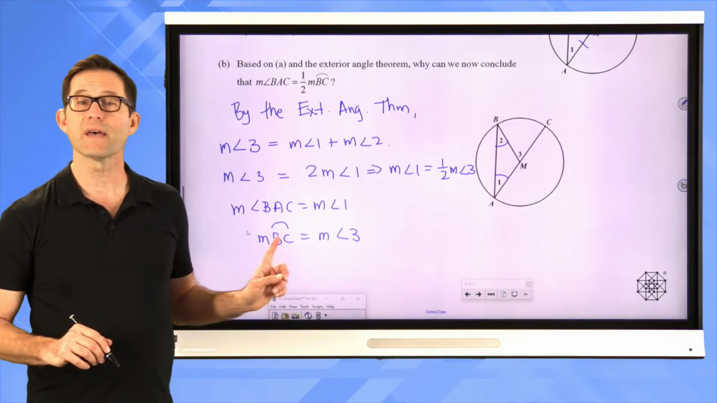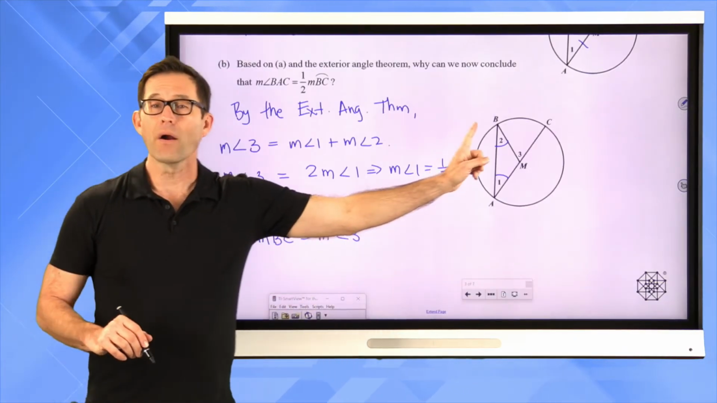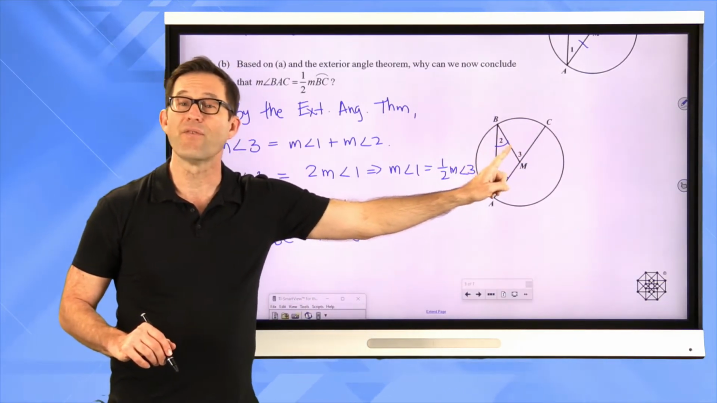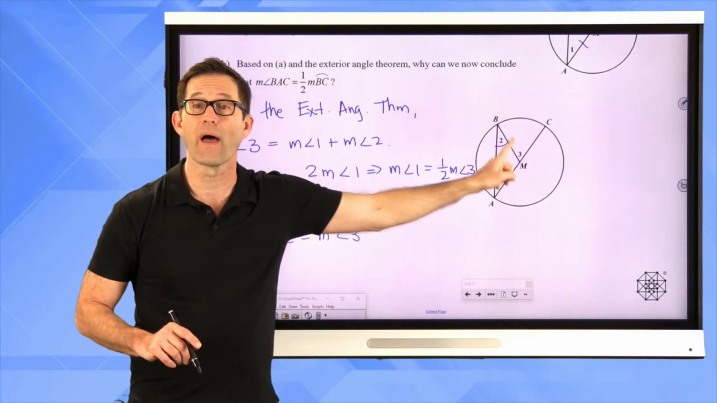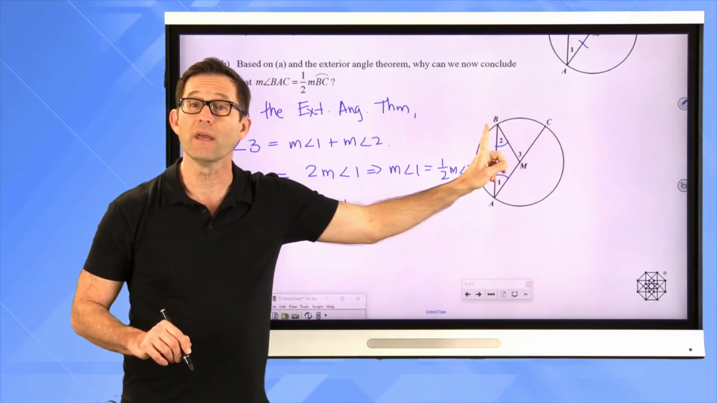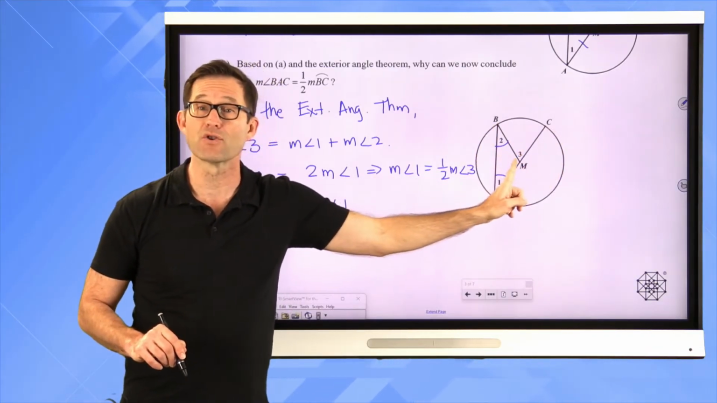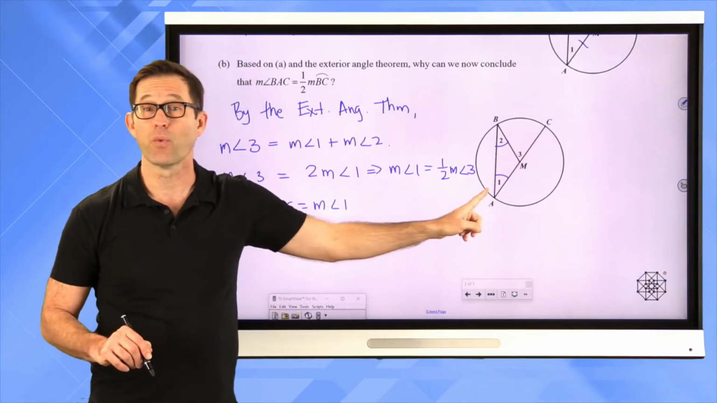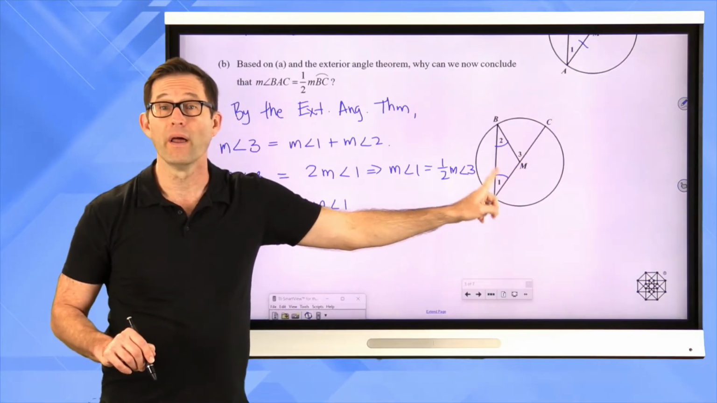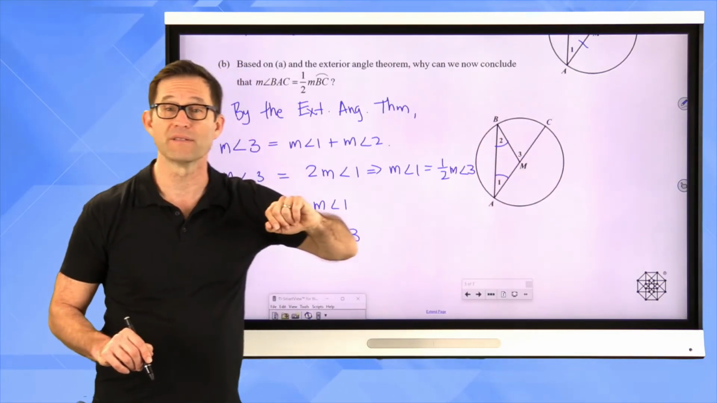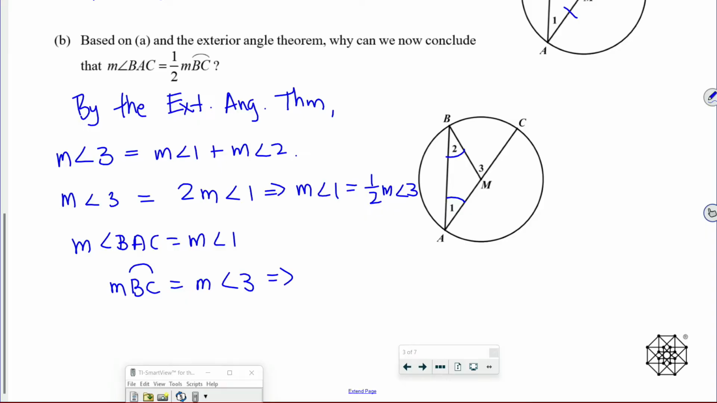All right, this one's absolutely critical, right? Arc BC, its measure is defined, literally defined in our last lesson, as being the measure of the central angle that intercepts it. So that's the real key, right? BC has the same measure as angle 3. Angle 3 is twice angle 1. Angle 1 is therefore half of angle 3, so angle 1 must be half of arc BC, right? So altogether, the measure of angle BAC must be 1/2 the measure of arc BC.